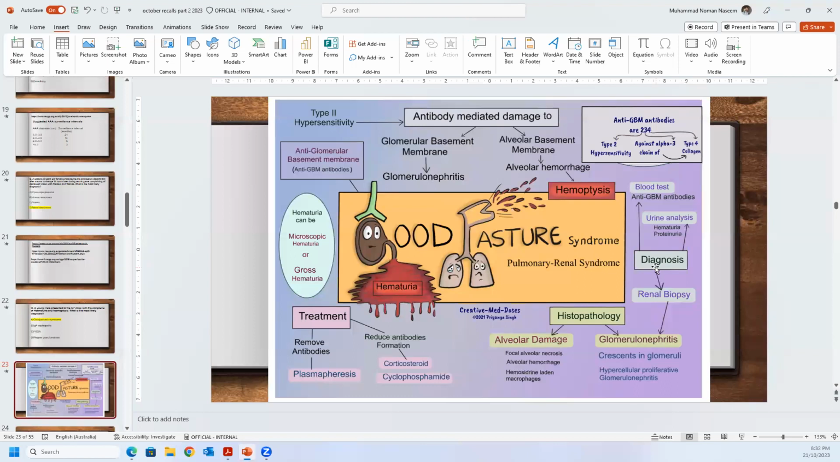And the gold standard diagnosis is the renal biopsy, which shows glomerulonephritis, or you can do an alveolar biopsy, which is not recommended. Treatment is removal of the antibodies by doing plasmapheresis, and you reduce antibody production by giving immunosuppressants like corticosteroids and cyclophosphamide to the patient.